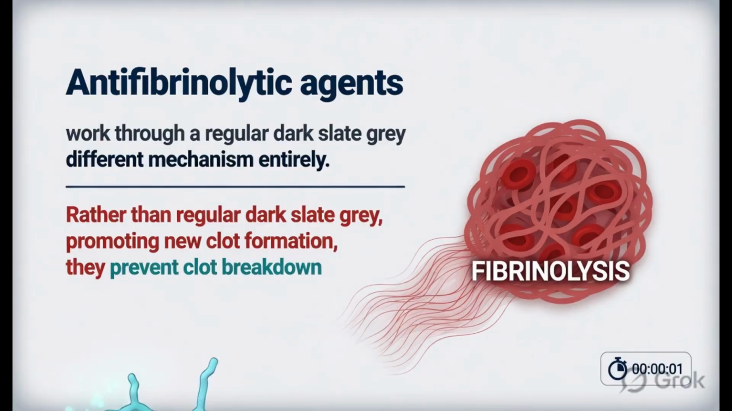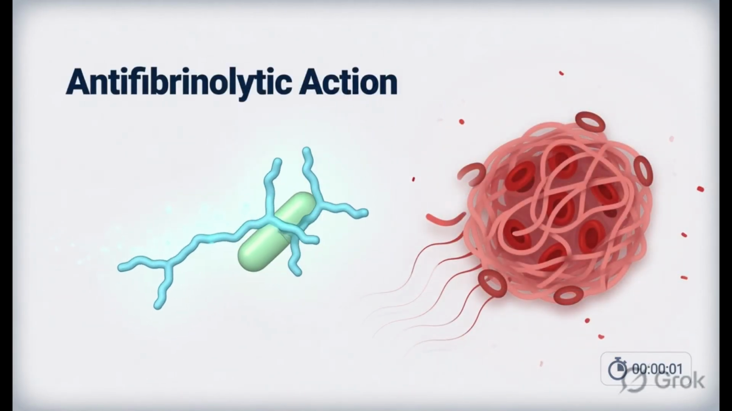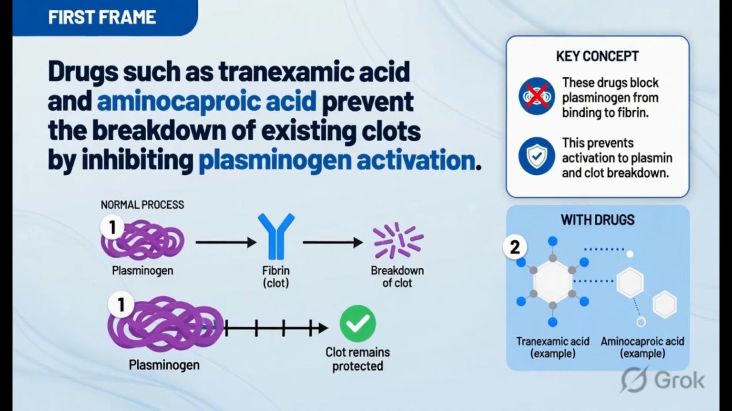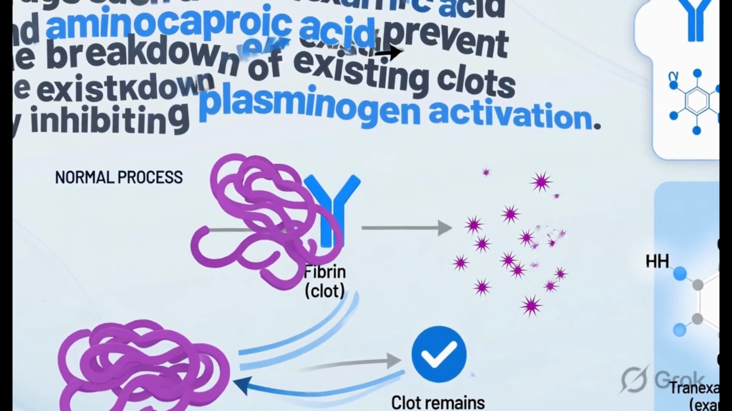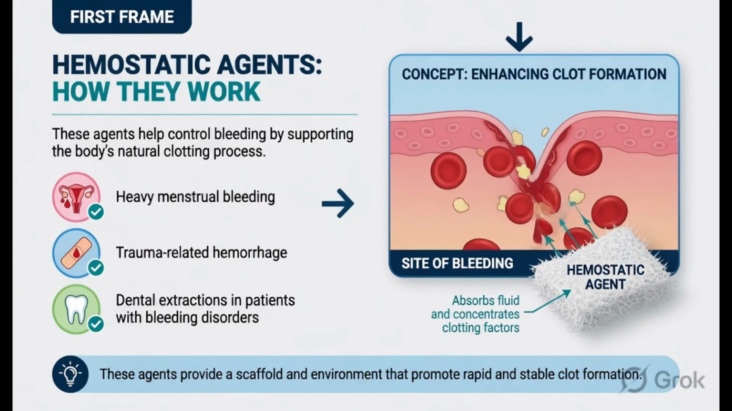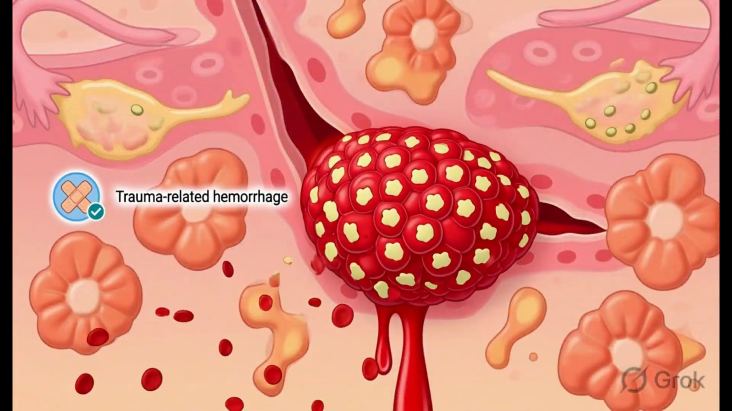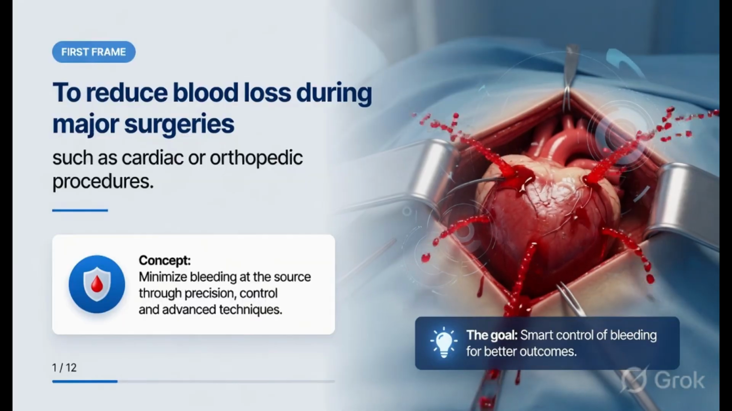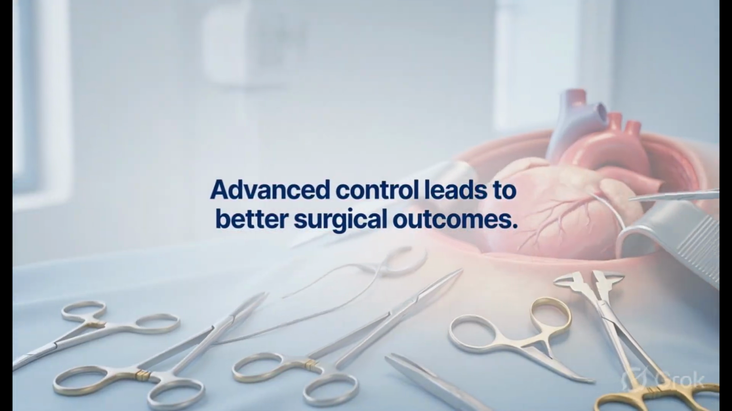Antifibrinolytic agents work through a different mechanism entirely. Rather than promoting new clot formation, drugs such as tranexamic acid and aminocaproic acid prevent the breakdown of existing clots by inhibiting plasminogen activation. These are used in heavy menstrual bleeding, trauma-related hemorrhage, dental extractions in patients with bleeding disorders, and to reduce blood loss during major surgeries, such as cardiac or orthopedic procedures.